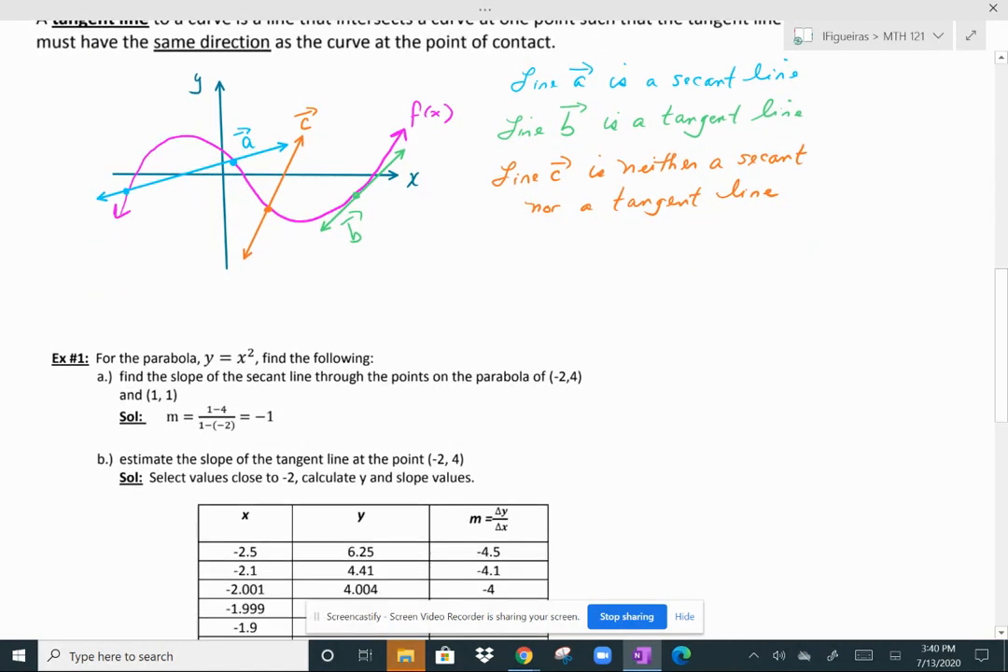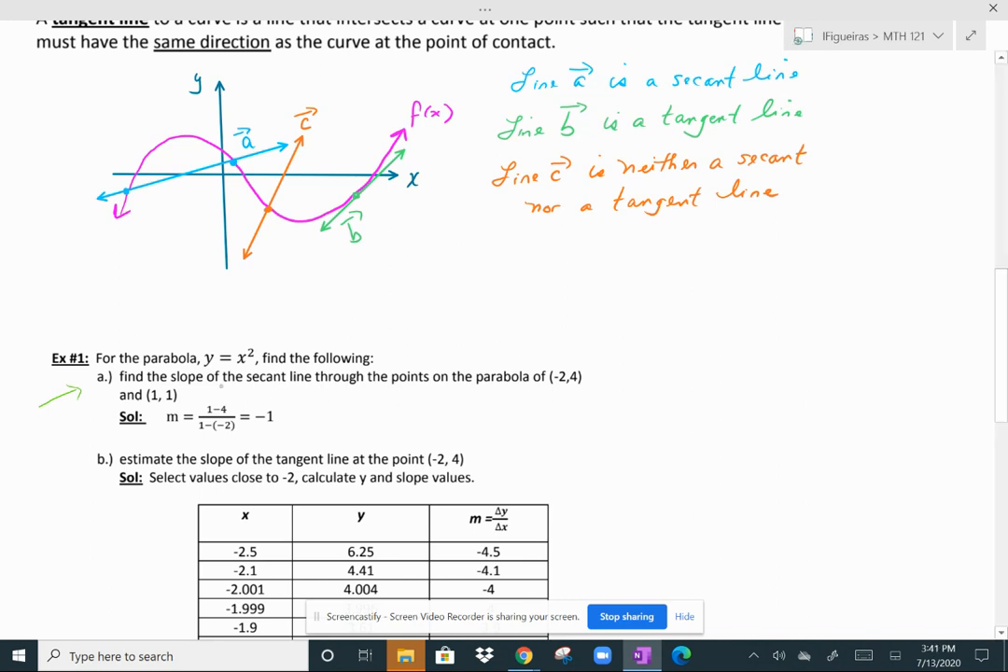Okay, so here we're given a parabola, y equals x squared, and first we want to find the slope of the secant line through the points of the graph at (-2, 4) and (1, 1).